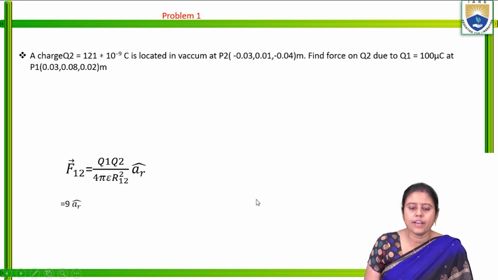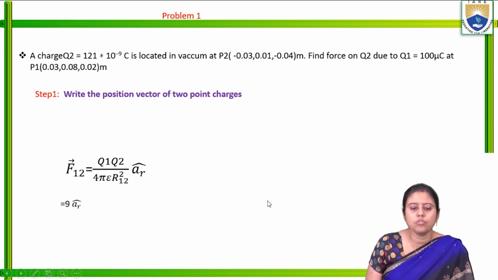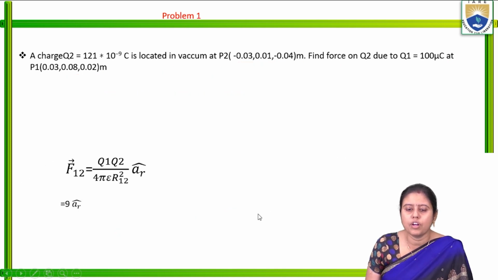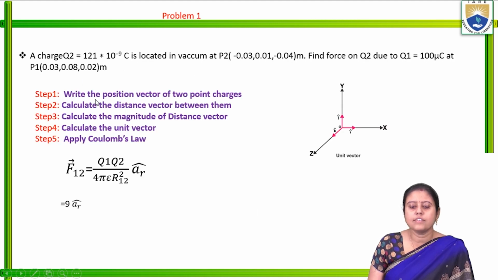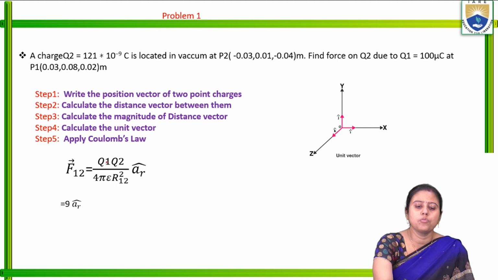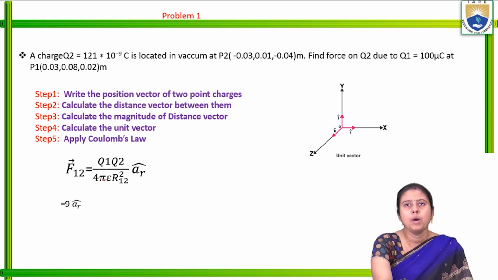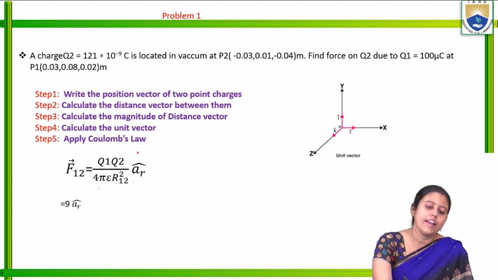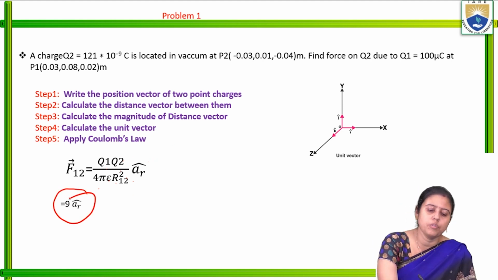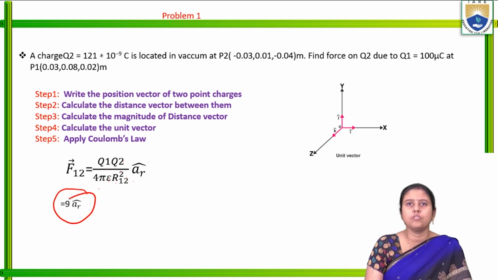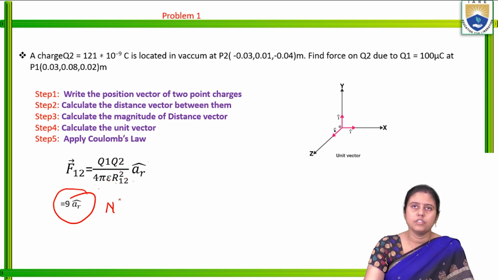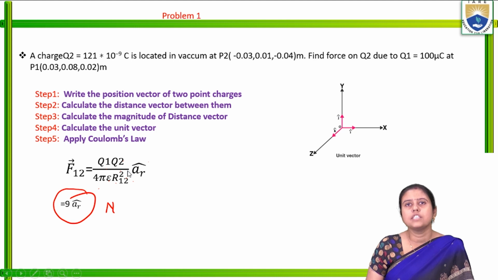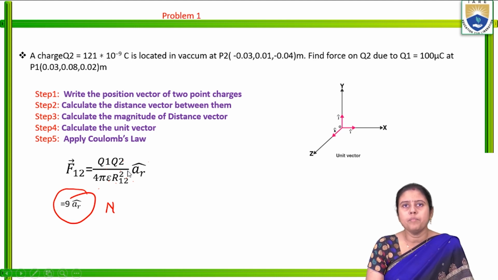Now we will apply Coulomb's law. What does Coulomb's law tell? F12 is equal to Q1 Q2 by 4 pi epsilon R12 square times AR. If we put in all the values, we will get the force equal to 9 AR, and the unit is Newton. So this is our problem 1.